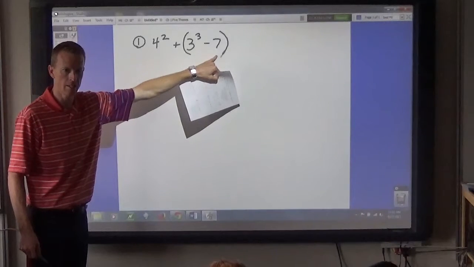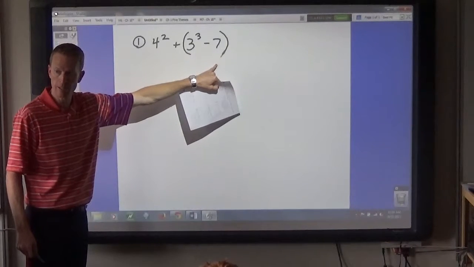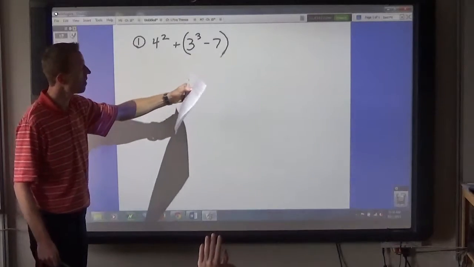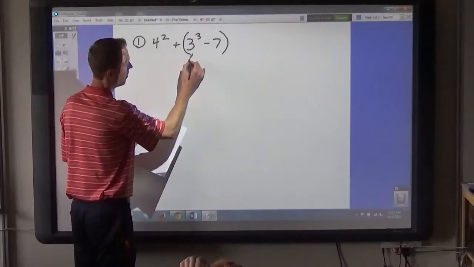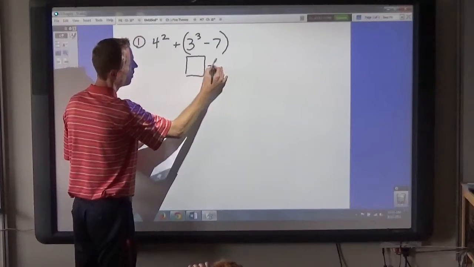4 squared plus 3 to the 3rd minus 7 in parentheses. So we have to start in parentheses. And under that, I have two boxes. What should go in those boxes?